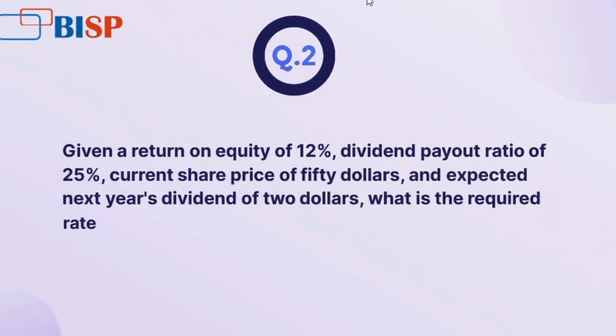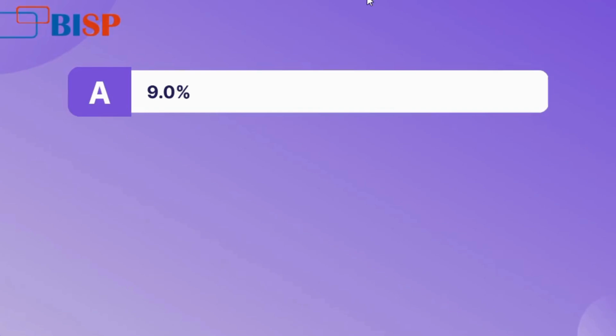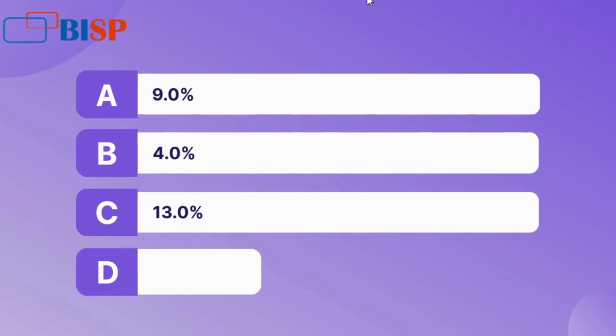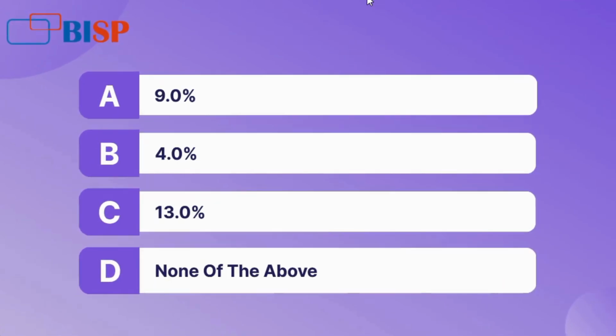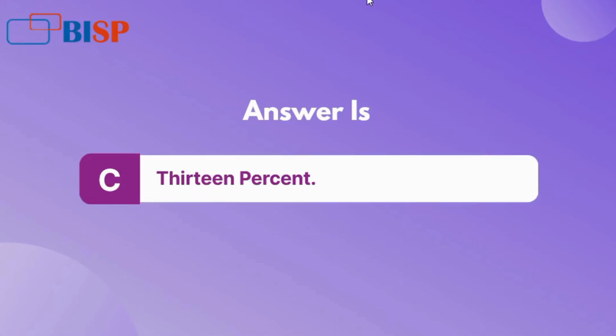Given a return on equity of 12%, dividend payout ratio of 25%, current share price of $50, and expected next year's dividend of $2, what is the required rate of return closest to? A. 9%. B. 4%. C. 13%. D. None of the above. Answer is C. 13%.